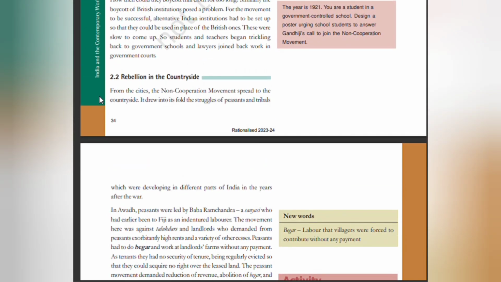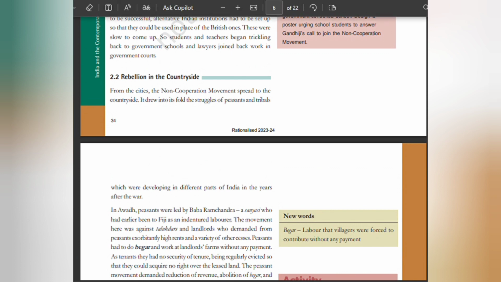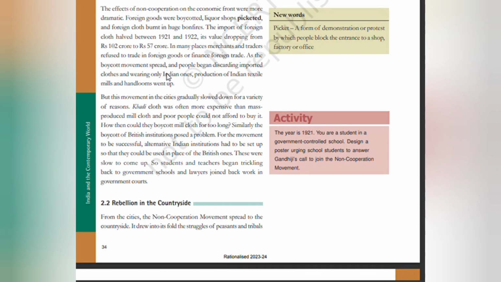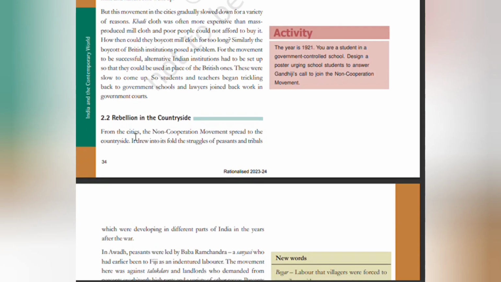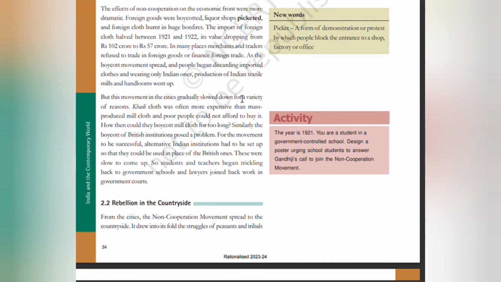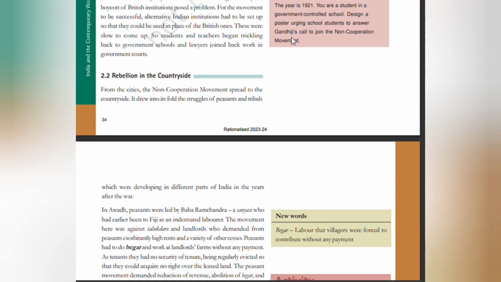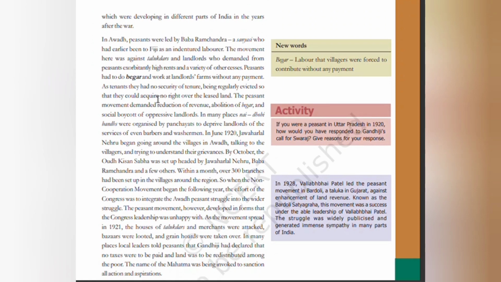Rebellion in the countryside. From the cities, the non-cooperation movement spread to the countryside. It drew in the struggles of peasants and tribals, which were developing in different parts of India in the years after the war.